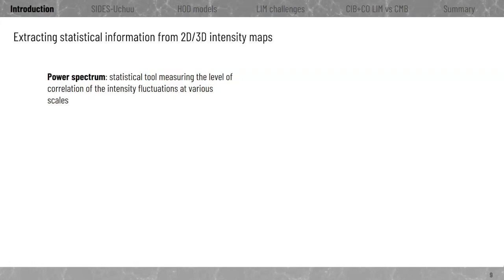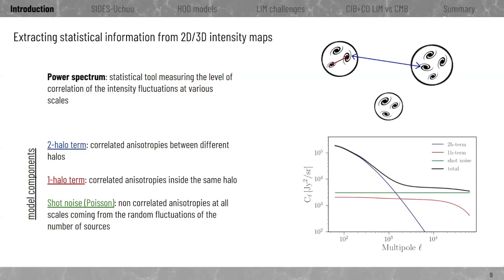So the intensity map is a statistical measurement. So we need a statistical tool to obtain the information from it. And that's why we use the power spectrum, which practically tells us the correlation between intensity fluctuations at different scales. We can model it with these three components. The two halo term tells us about the correlated anisotropies between different dark matter halos. The one halo term shows the correlated anisotropies within a single halo. And then we have the shot noise term, which is this flat component, which comes from the fact that the number of galaxies that we have in a certain area that we observe creates these random fluctuations.